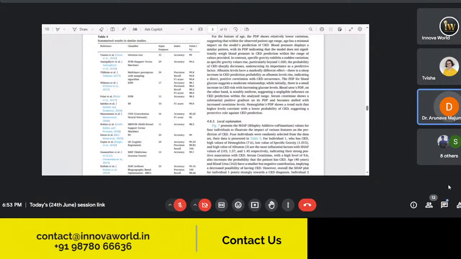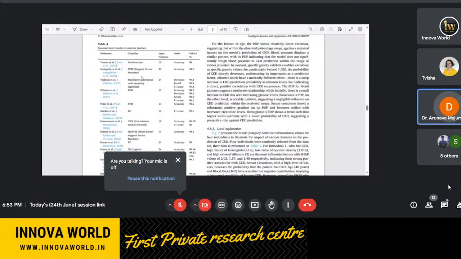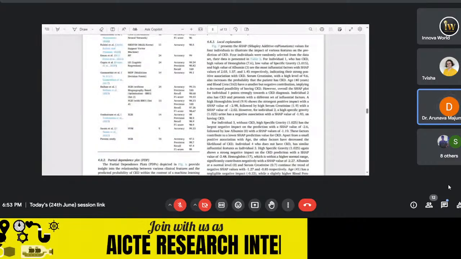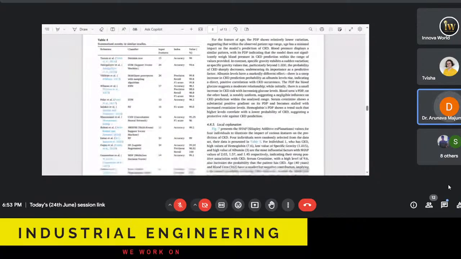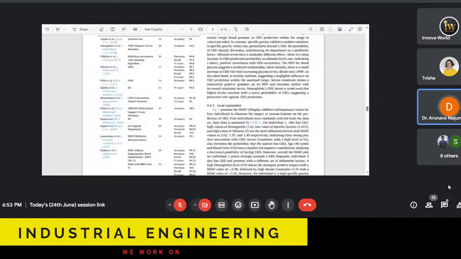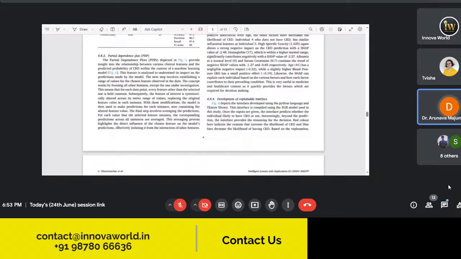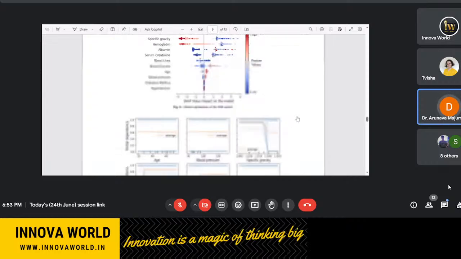So input features, indices, accuracy, everything. This summarizes a comparison table for different authors and different papers. They also used these algorithms, but their accuracy and our accuracy are compared here. Understood? Now the explanation, PDP, that is the partial dependence plot, and everything. So these are the plots.